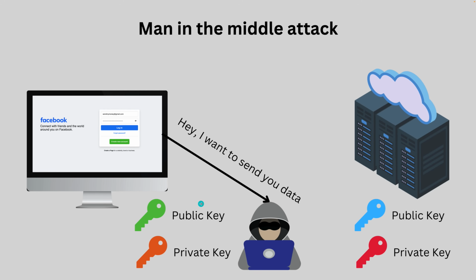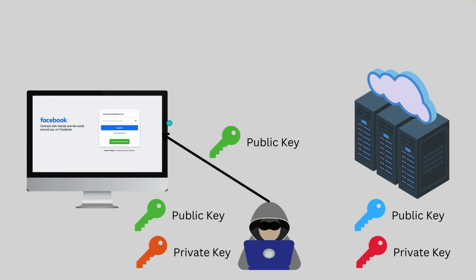Now, I have my own public key and my own private key. And what I do is I send you my public key. So I send this machine my public key. Now, this machine thinks that this public key is from the server. So it made a request, I intercepted it, I responded with a public key. So it doesn't know that it got intercepted. This machine has no idea at this point, and it thinks that the public key is from this server.